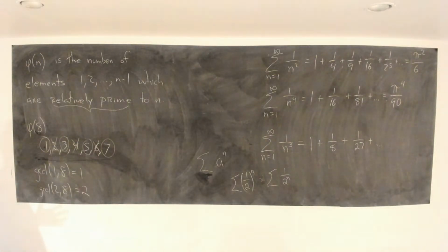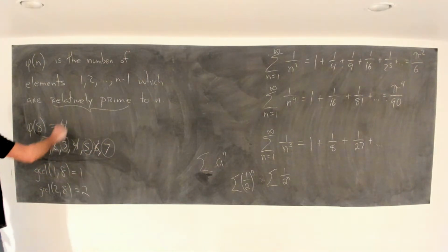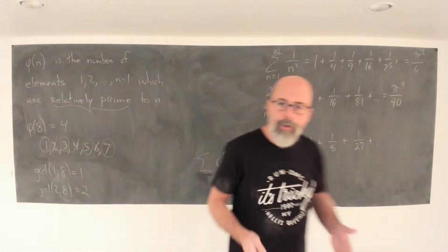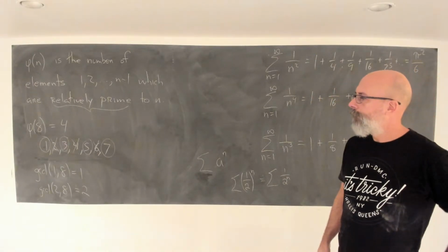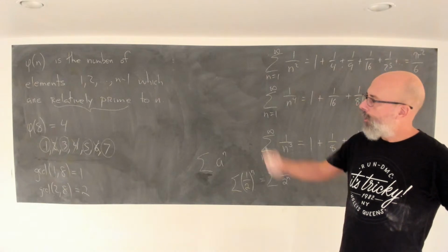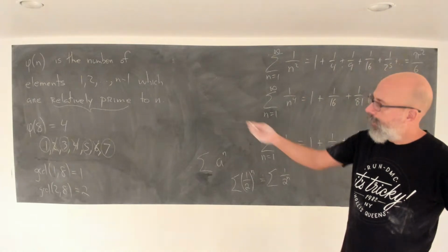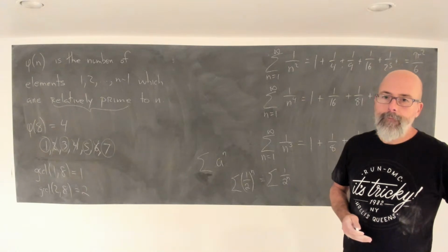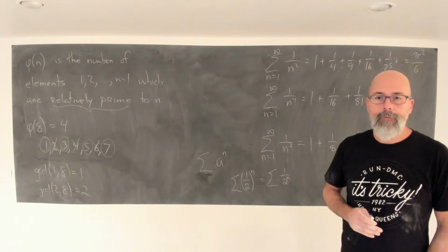How many numbers less than 8 are relatively prime? 1, 3, 5, 7. So phi of 8 is 4. A lot of people mistook that to mean prime numbers less than 8, but that's not what it means. It's numbers that are relatively prime to 8.